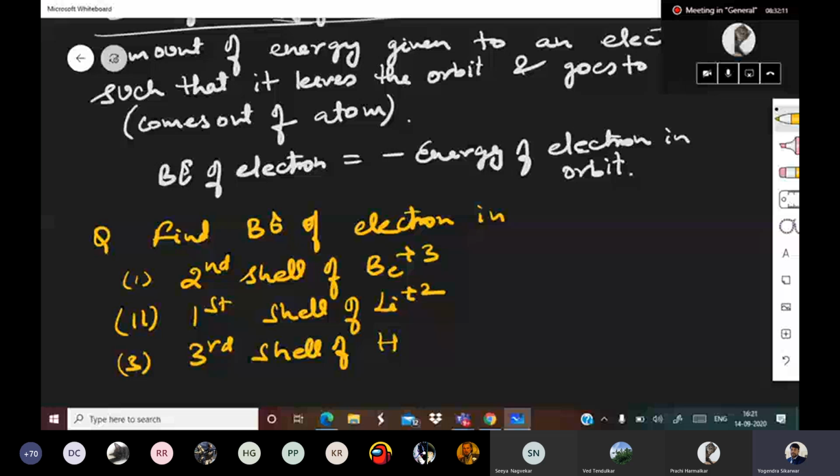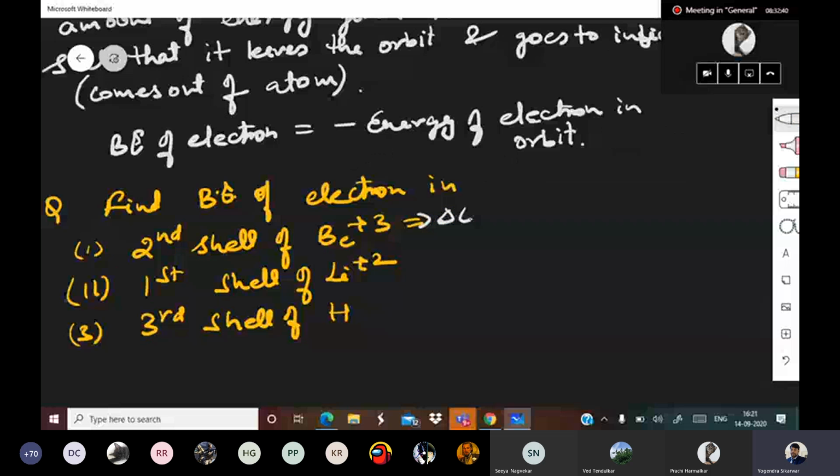Okay, everyone, please pay attention. Second shell of Be plus 3. That means delta E is equal to 13.6 into Z square, that means 4 square upon 2 square. So 13.6, and that will be 54.4 eV.